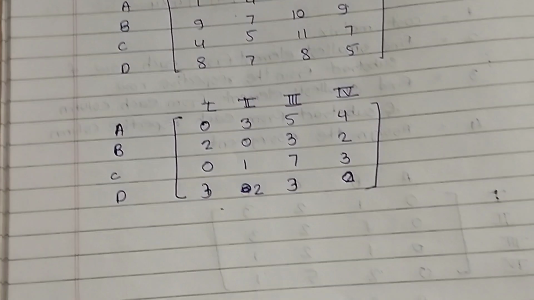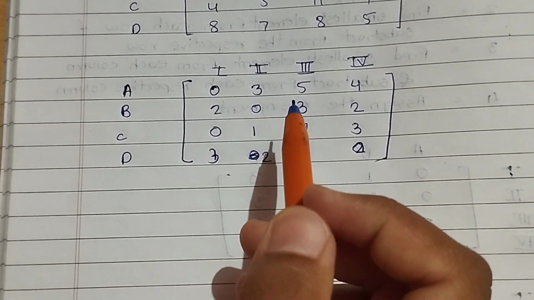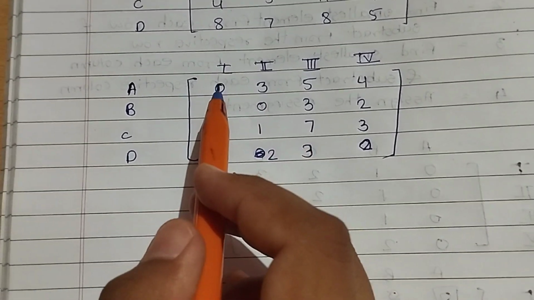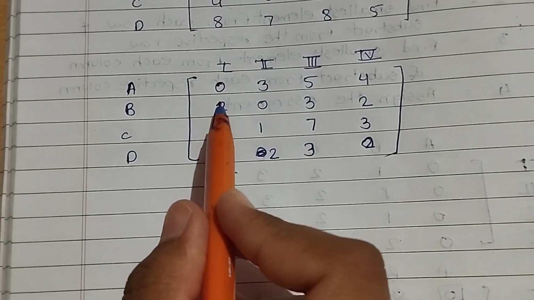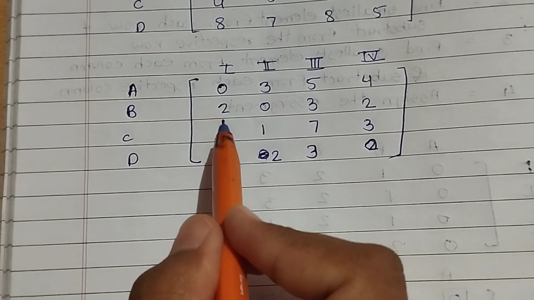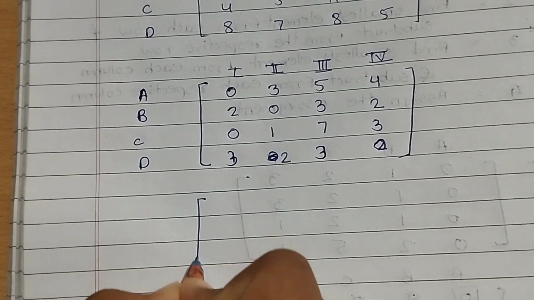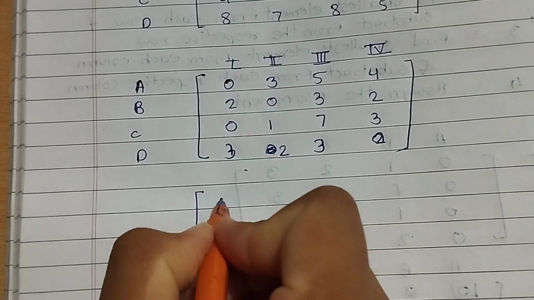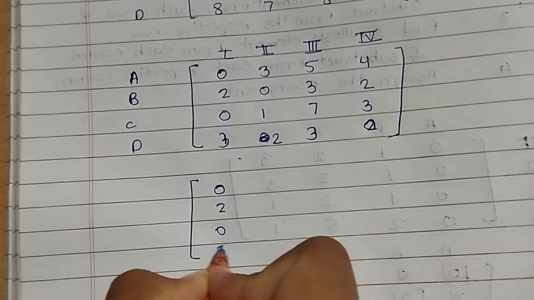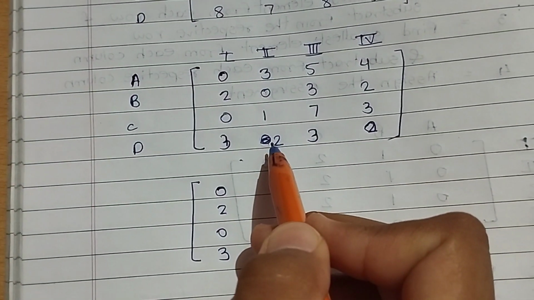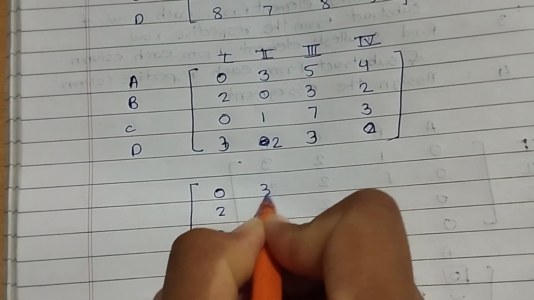Now once we complete the smallest values from the rows, we move to the columns. So from each column we find out the smallest value. In the first column, 0 is the smallest, and there is no effect when we subtract 0. So 0 minus 0 is 0, 2 minus 0 is 2, so all the values are kept as they are. From the second column also 0 is the smallest, so no effect on the second column also.